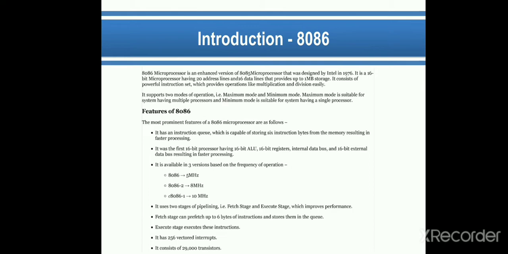Since it is a 16-bit microprocessor, it has a 16-bit data bus, whereas in 8085 the data bus is 8-bit and the address bus was 16-bit. Here the data bus is 16-bit and the address bus is 20 bits, and it provides up to 1 MB of storage. It consists of a powerful instruction set which provides operations like multiplication and division easily.